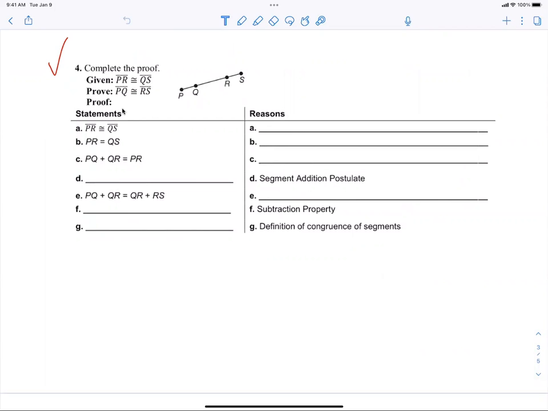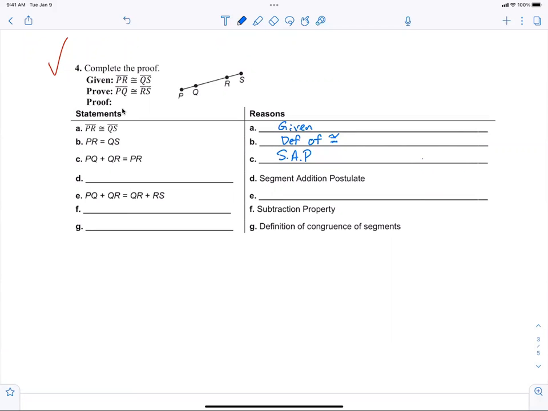So PR is congruent to QS. Everybody should be able to tell me that. All right, I'm pretty happy with you on that. Why is PR equal to QS? Right, definition of congruence. I'm happy with that. Why does PQ plus QR equal PR? Yeah, segment addition postulate.